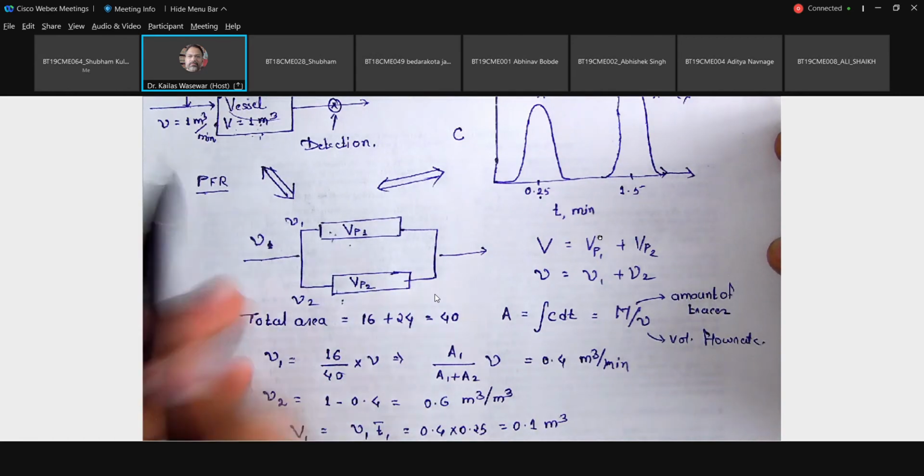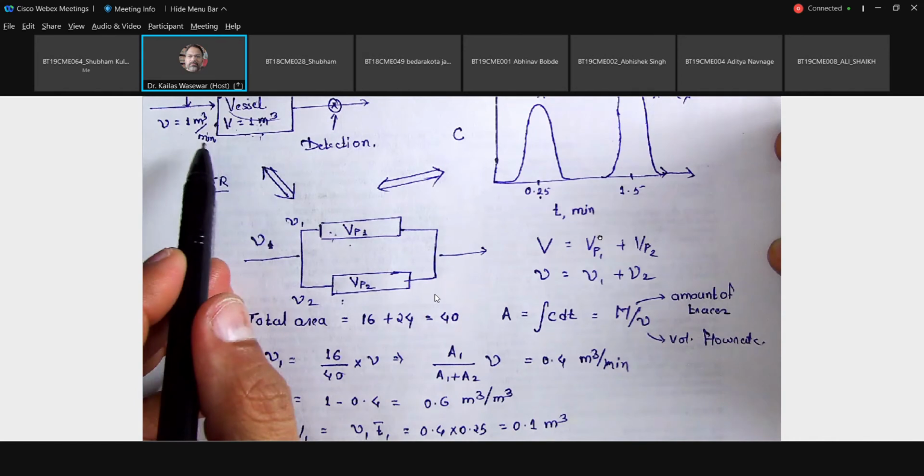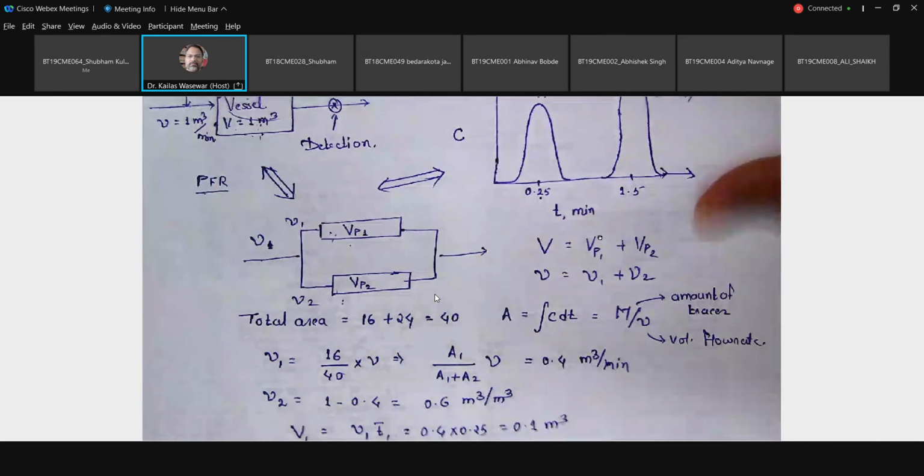Okay. A similar case, the reactor may be the same, having the same conditions.